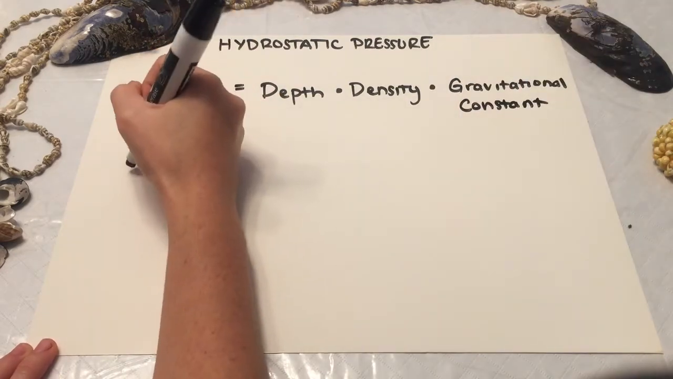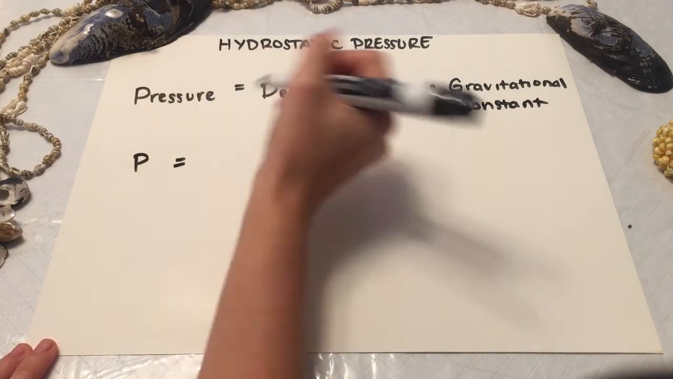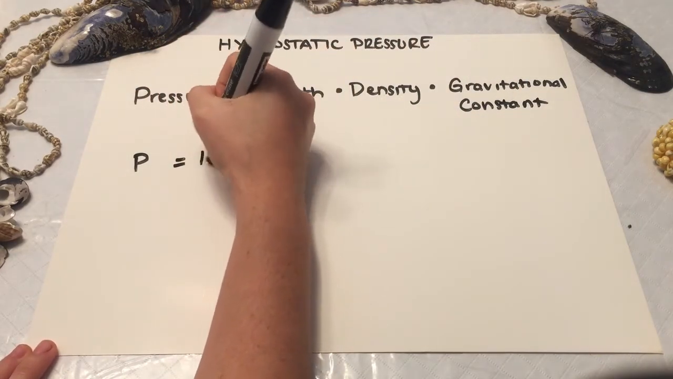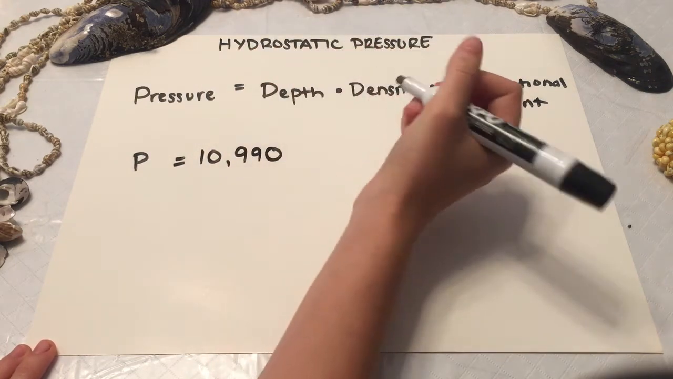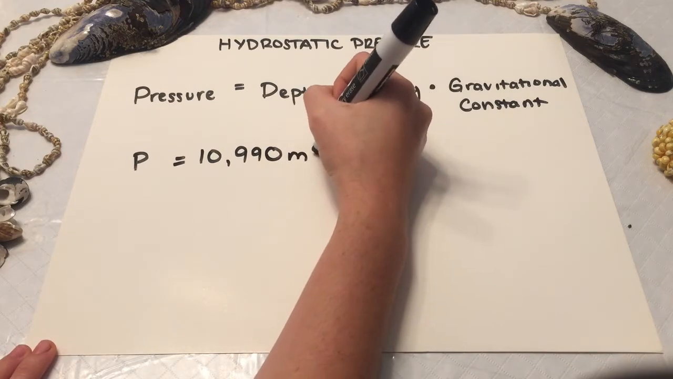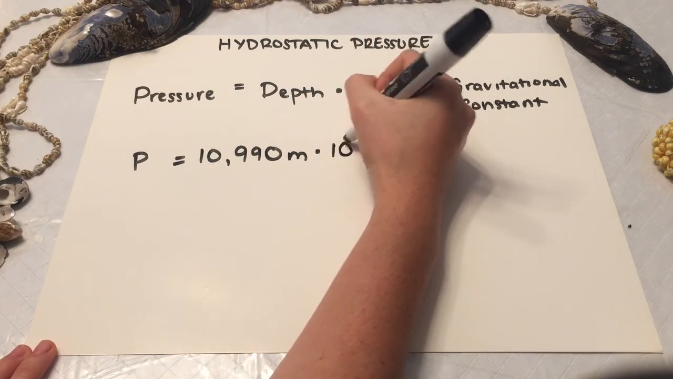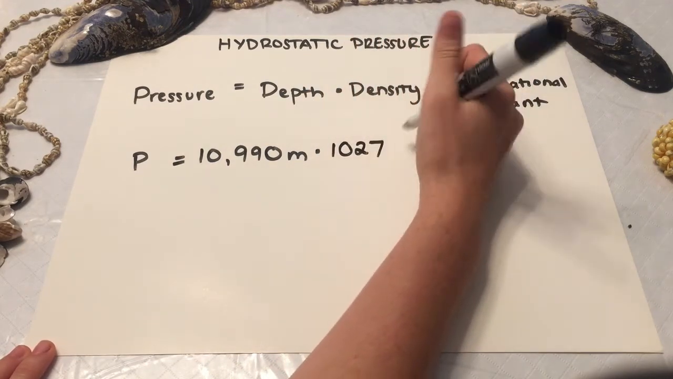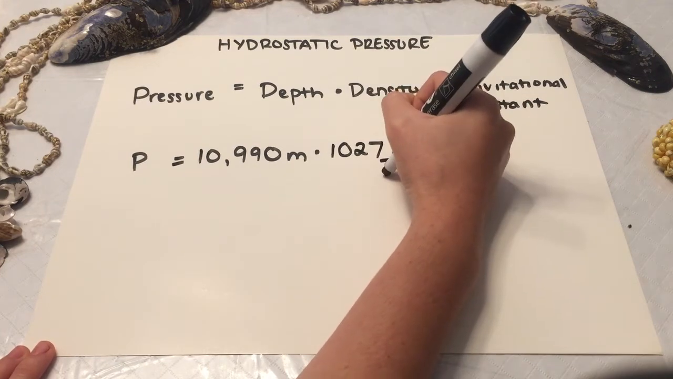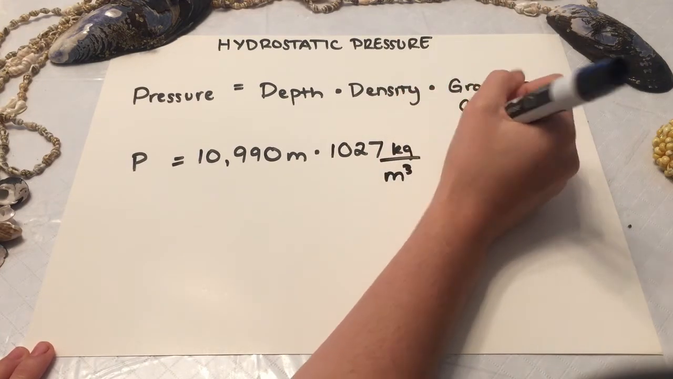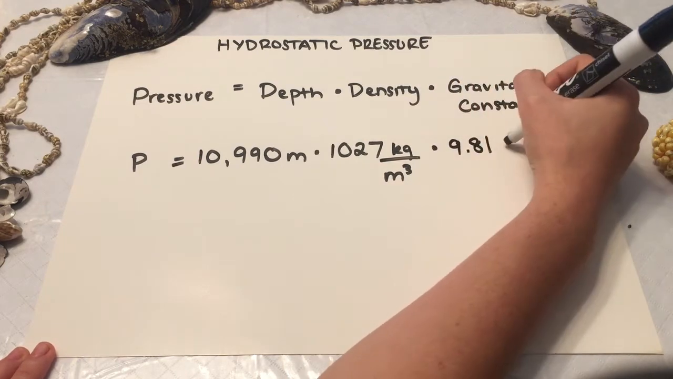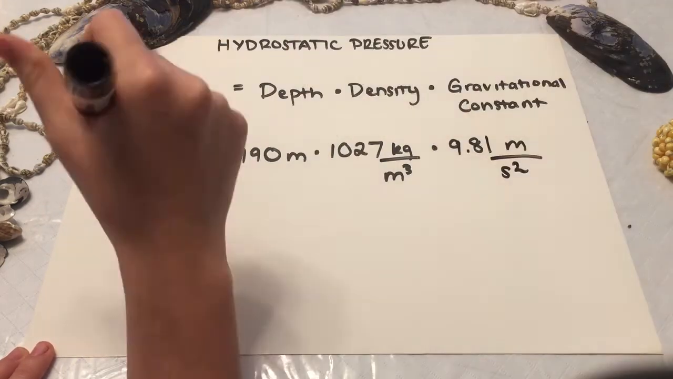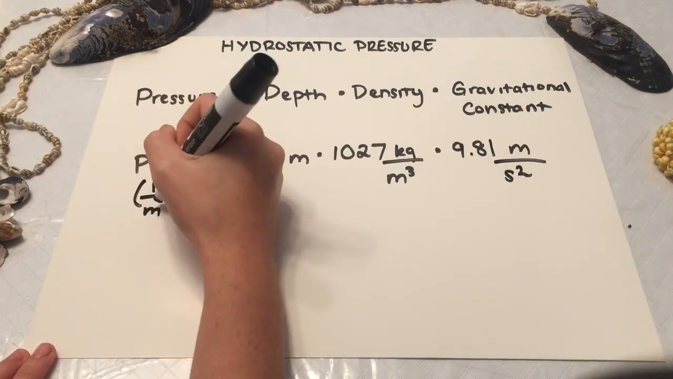For example, to find the hydrostatic pressure at the bottom of Marianas Trench, one of the deepest oceanic trenches in the world, you would take the depth of the bottom, which is about 10,990 meters, times the density of seawater, and the average density of seawater is 1,027 kilograms per meter cubed, times the gravitational constant of the Earth, which is 9.81 meters per second squared.